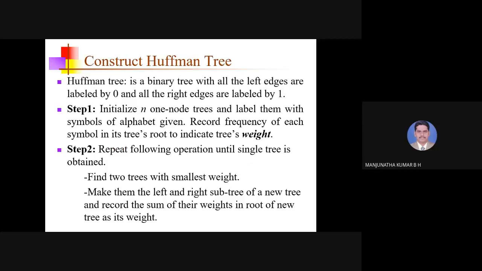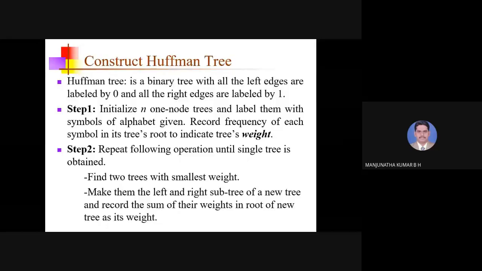You have to repeat step 2, repeating the operations until you get a single tree, because in step 1 I have n one-node trees. I have to combine all these n trees into a single tree, and that single tree is the Huffman tree. In that single tree I am going to assign 0 to the left edges and 1 to the right edges.